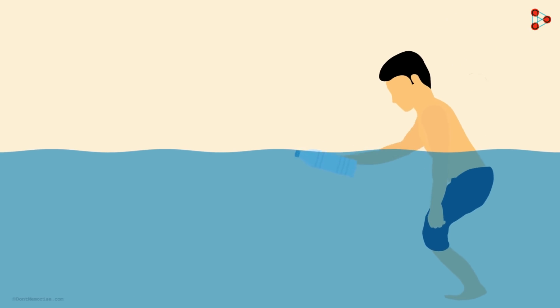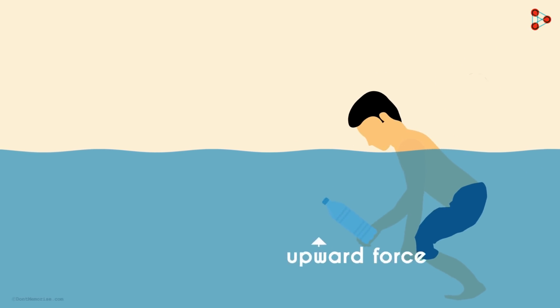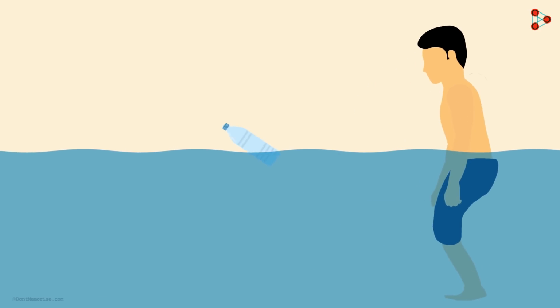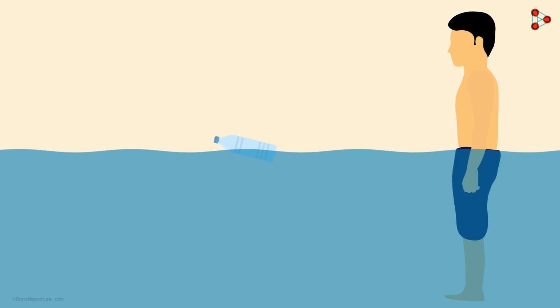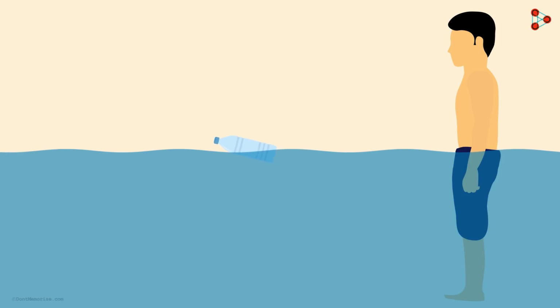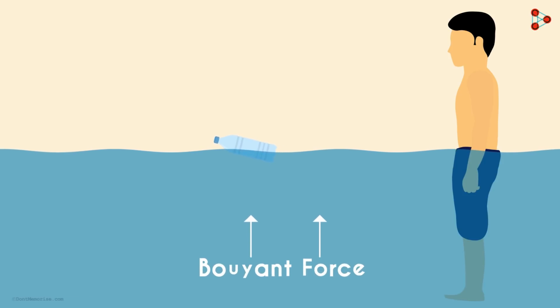Now push the bottle deeper inside the fluid. You will feel more force against your hand. And when you release the bottle, it'll rush back to the surface. It'll come up faster than it came up in the previous case. The upward force increases as it's pushed deeper into the fluid. And that's because the pressure also increases as we go deeper into the fluid. This upward force exerted by the water on the bottle is known as upthrust or the buoyant force.